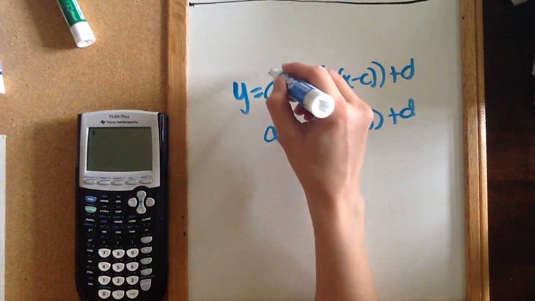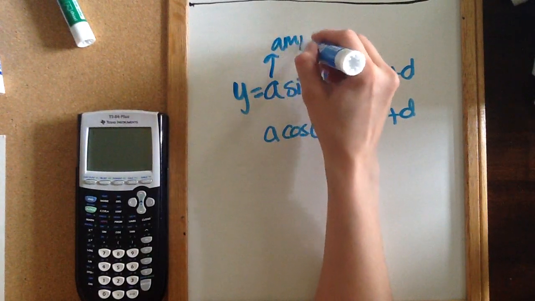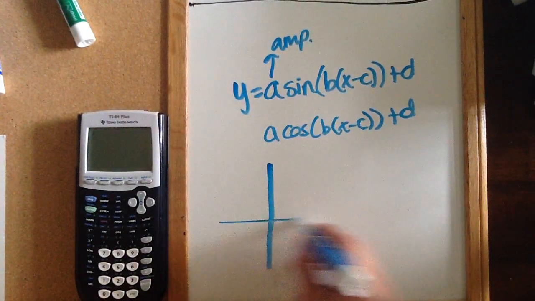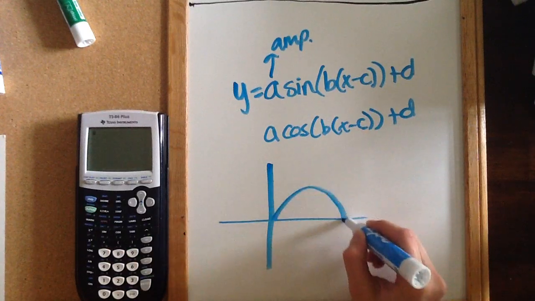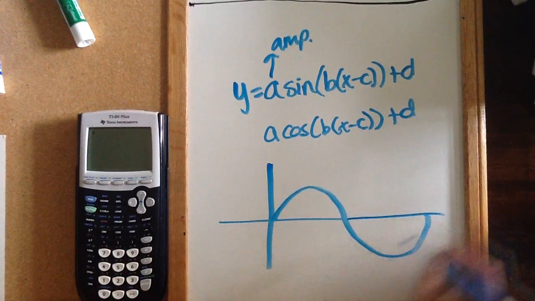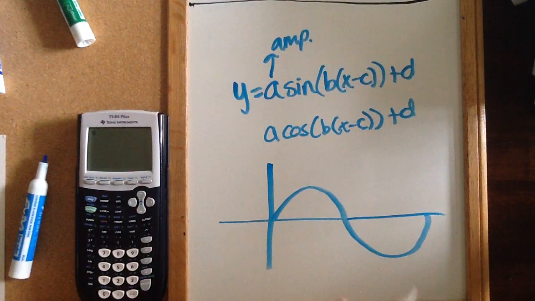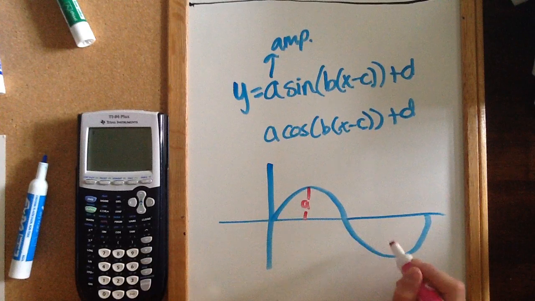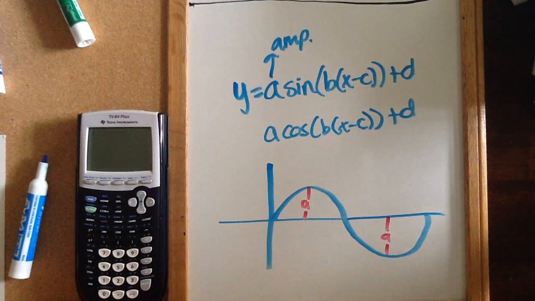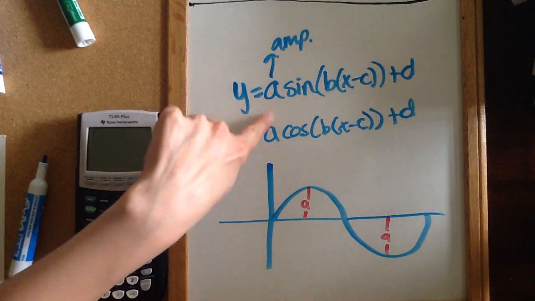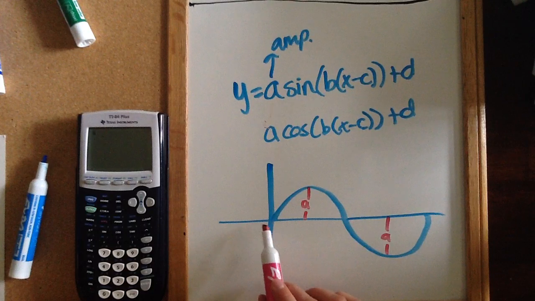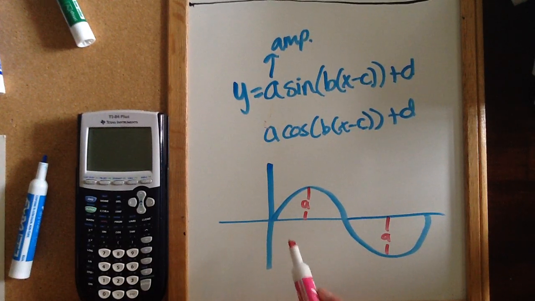So the a value is the amplitude on both your sine or cosine. The amplitude talks about how high up or how far down the wave is. So this particular one is a sine wave, so the amplitude is this distance right here. Your amplitude is always positive. So even if I have a negative out in front of it, the negative refers to the pattern for your sine or cosine rather than the amplitude.